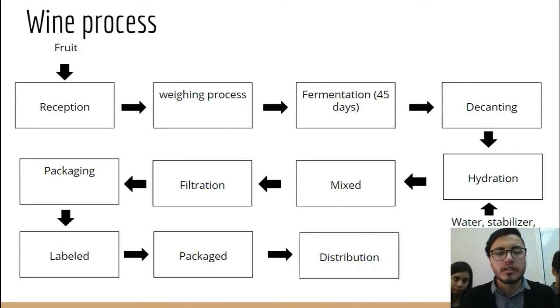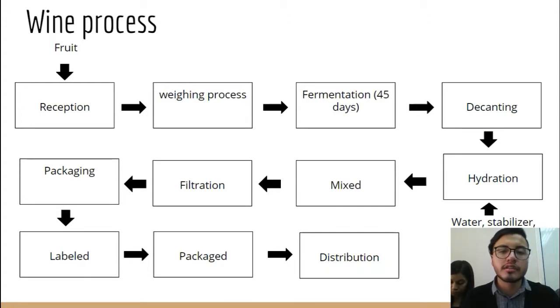Now in the reception also happens the washing and the disinfection of the fruits. In the washing, they use regular water, normal water, and in the disinfection, they use hypochlorite. After they wash the useful fruits for the process, they make a weighing process. In the weighing process, they weigh a certain amount that allows them to make a certain amount of final product. The weighing process depends on the wine that they want to make.